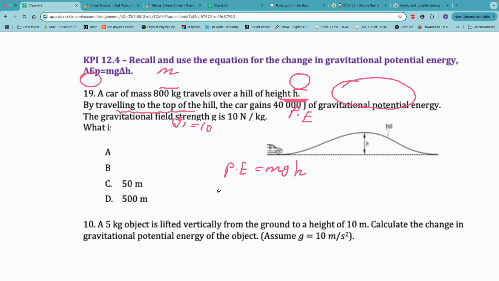So potential energy is 40,000. What is the mass? 800. The gravitational field strength is 10, and h, straightforward, simple math. So finally we're gonna get that height is 5 meters. This option is missed here, but it's 5 meters.